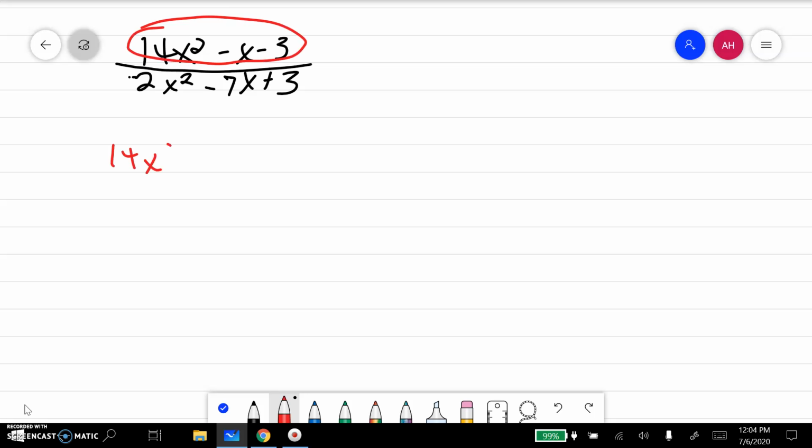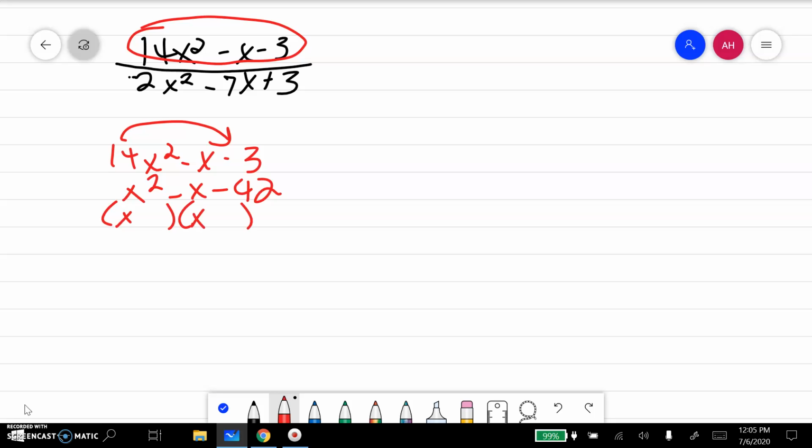So I've got 14x squared minus x minus 3. So I take this 14, multiply it over here. So I've got x squared minus x minus 42. Then factor this. Factors into minus 7 and plus 6. Don't forget to go back and divide by the 14.